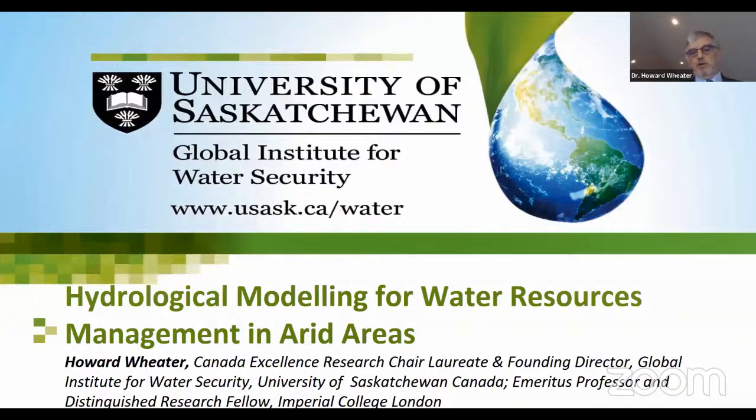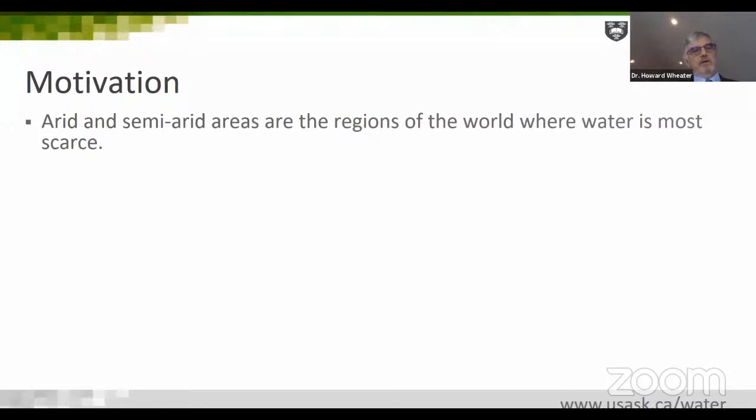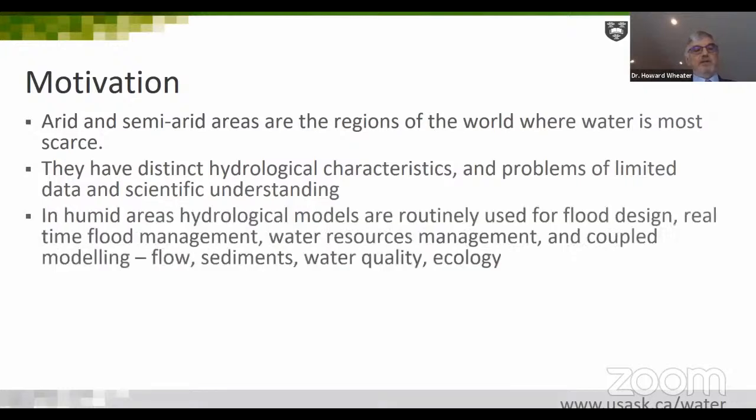So I'm going to take you back to work that I was doing in Saudi Arabia a long time ago in the 1980s to address some issues around water management in arid and semi-arid areas. These are the regions of the world, as we all know, where water is most scarce and most precious. But what we often fail to remember is that the hydrology of these areas is really very different from humid zone hydrology. And there are challenges of scientific understanding and major challenges of modeling.